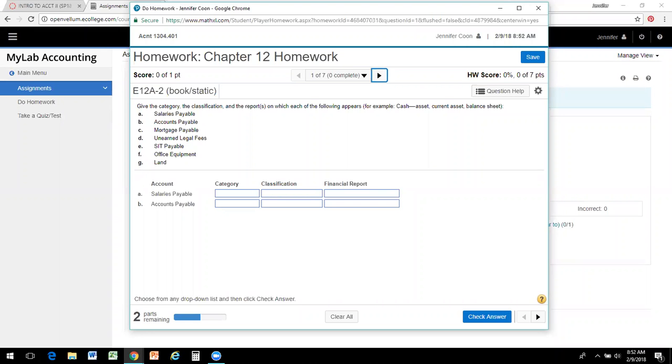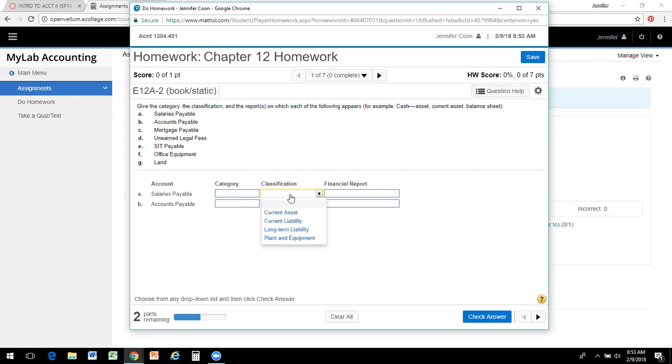So we're looking at Chapter 12 homework, and the first problem we have lists different accounts. It's wanting you to identify their category, what their classification is, and which report they are on. So the category may be a little tricky on some of these. They all look like they're either asset, owner, or liability. If they pull in a revenue or an expense account, it will be under owner's equity is usually where they put it.